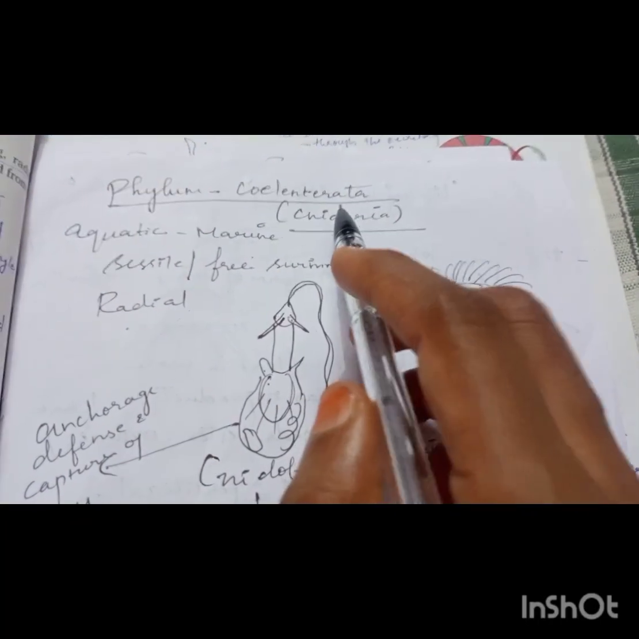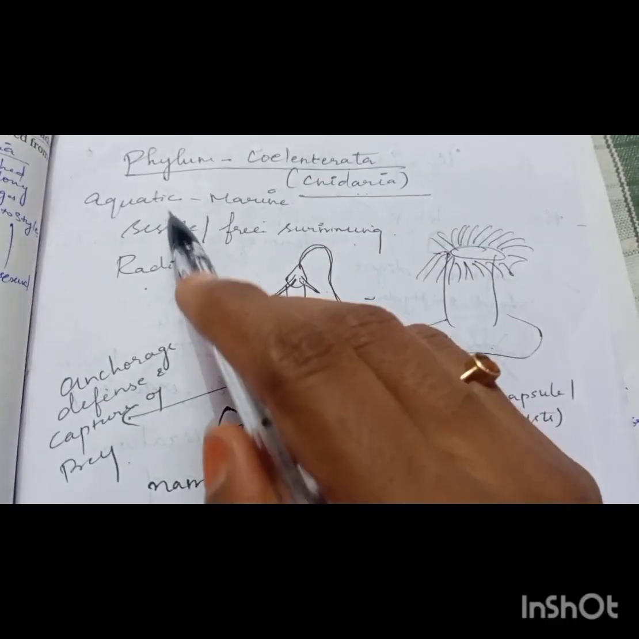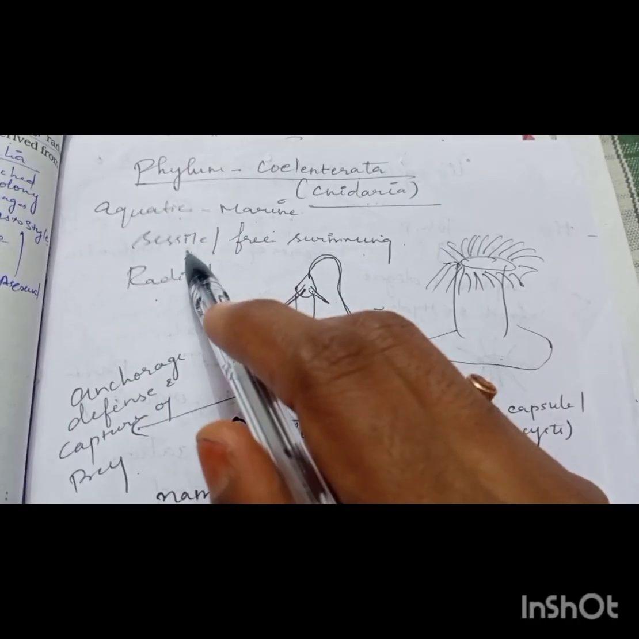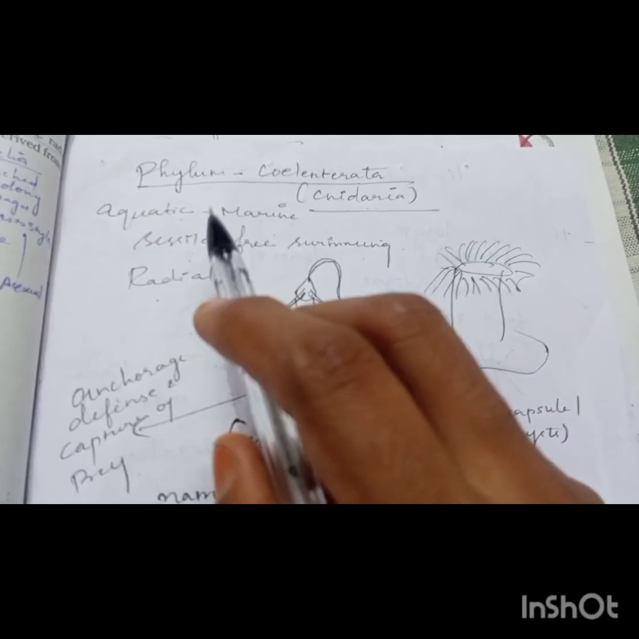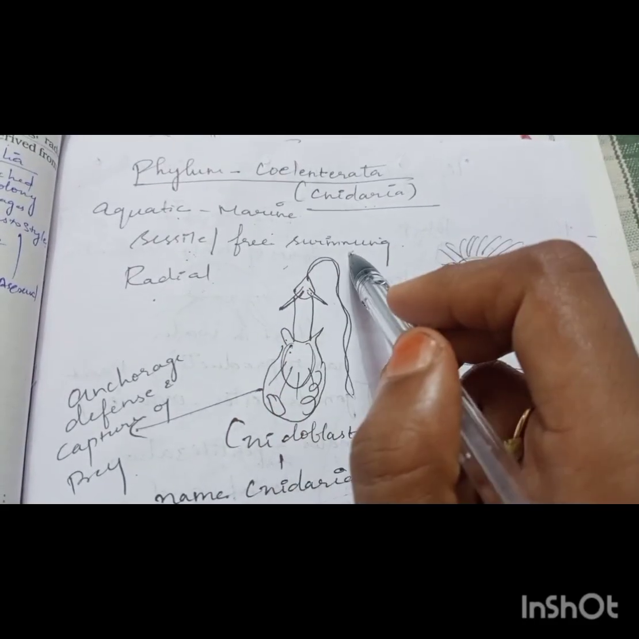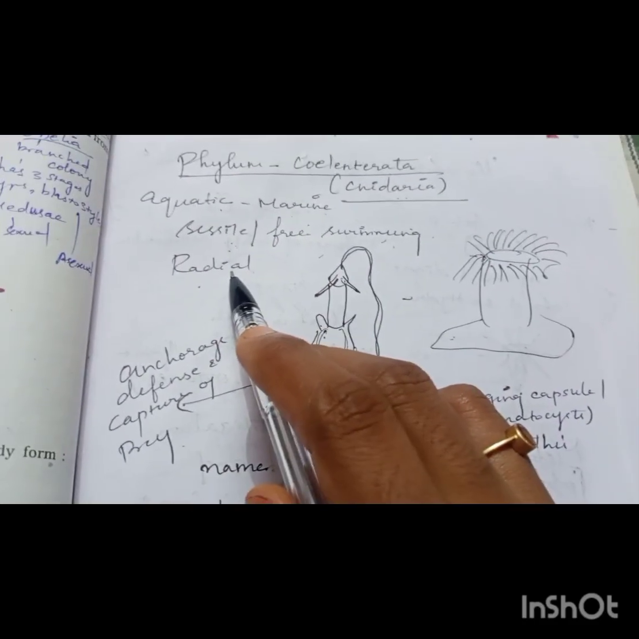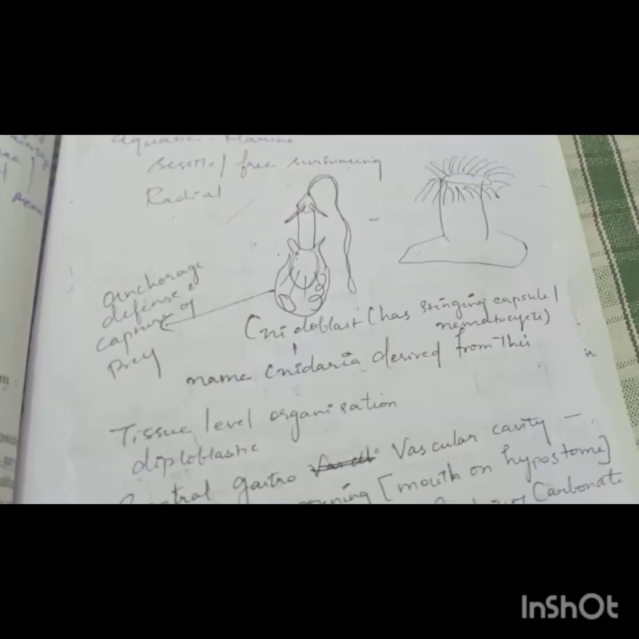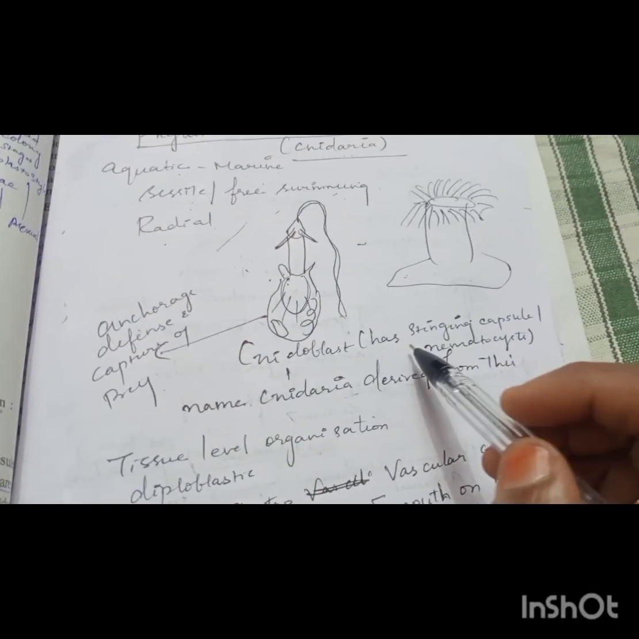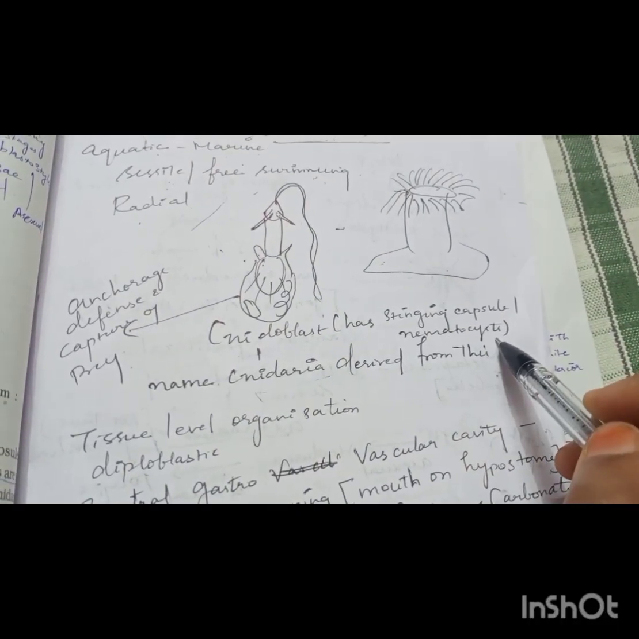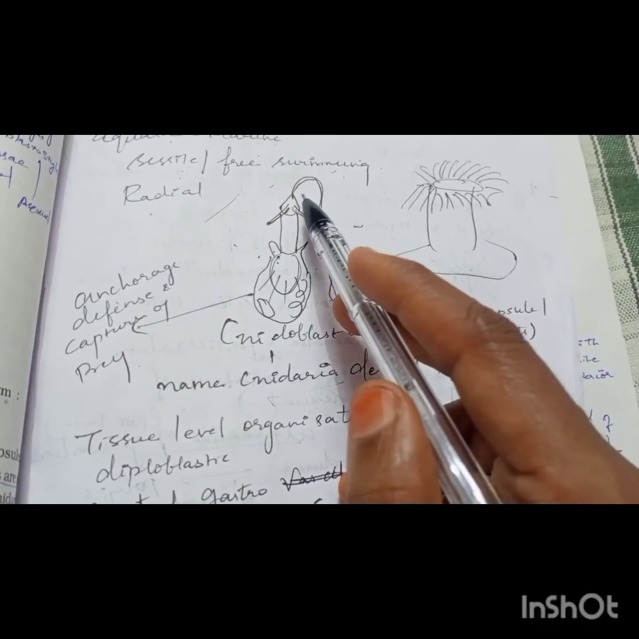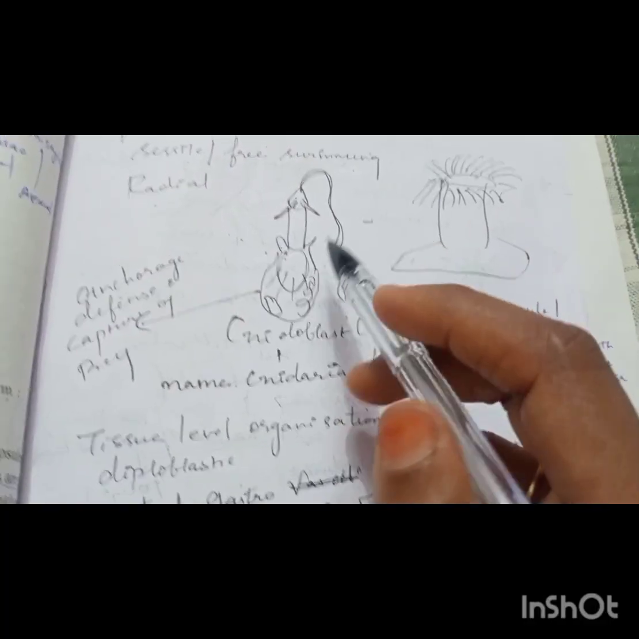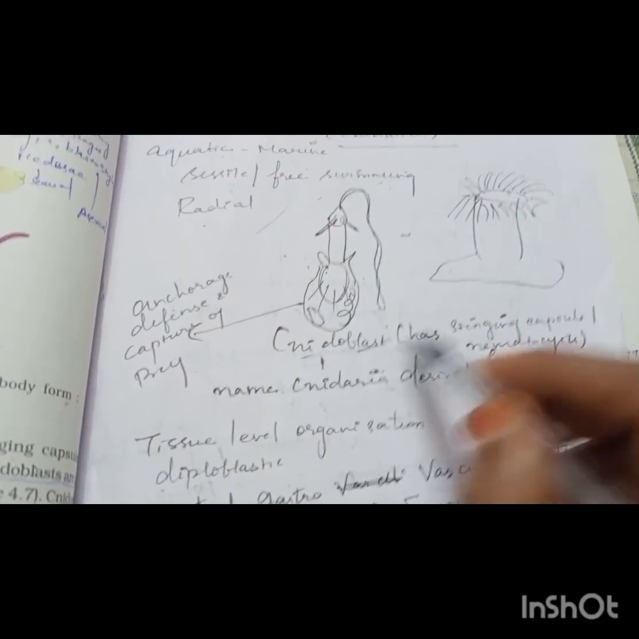The second phylum is phylum Coelenterata. It includes Cnidaria. The organisms are aquatic. They are mostly marine. The body may be sessile, or free swimming, and the symmetry is radial symmetry. That is, if you cut in any direction, you will get equal halves. The organisms consist of cnidoblasts. It has a stinging capsule or nematocyst which helps in anchorage. Sometimes it is used for self-defense, or it is also capable of capturing the prey, and the name Cnidaria is derived from this cnidoblast.